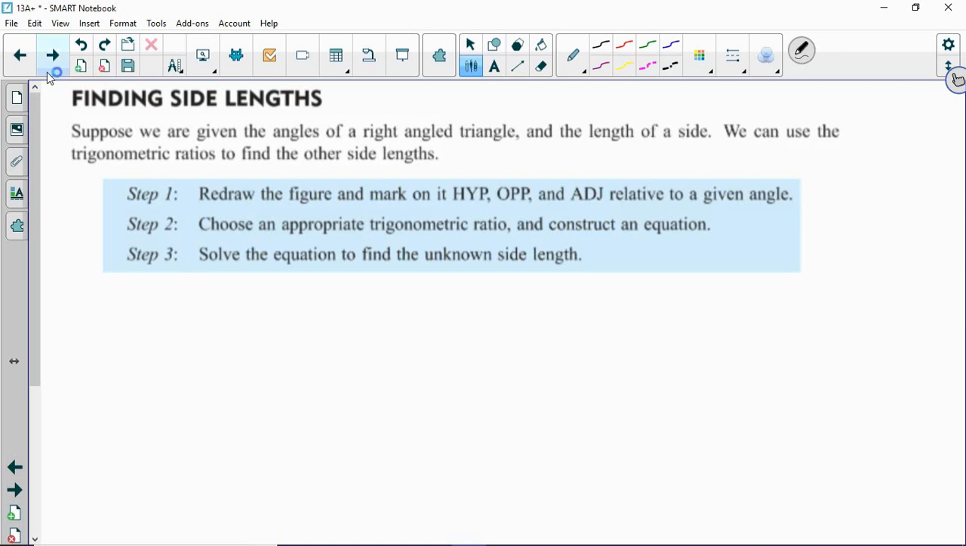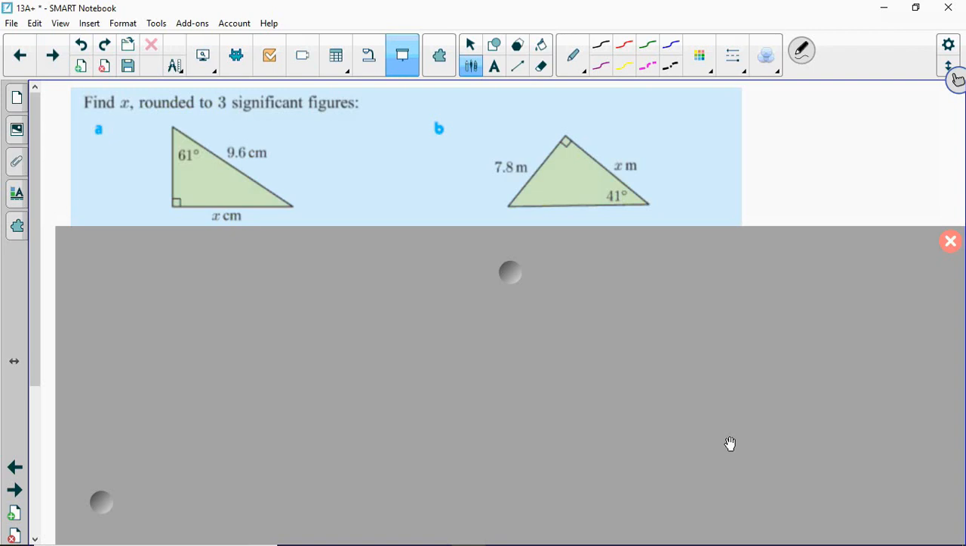So let's take a look at one, or two actually. So both of these examples have right triangles, and both of them want us to solve for a missing side. But because we don't know the third side, we cannot use the Pythagorean theorem. But we can use trigonometry. So we look at this first one. We've got an angle given to us.